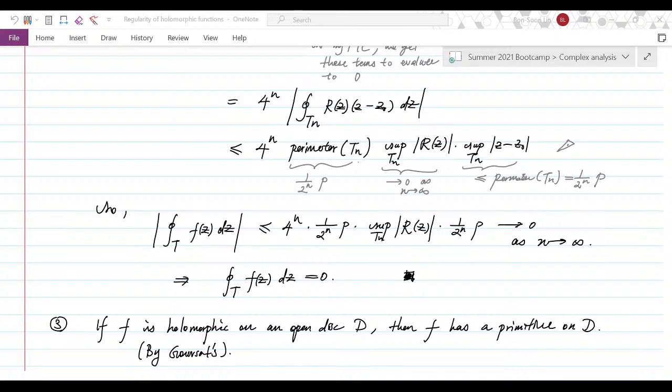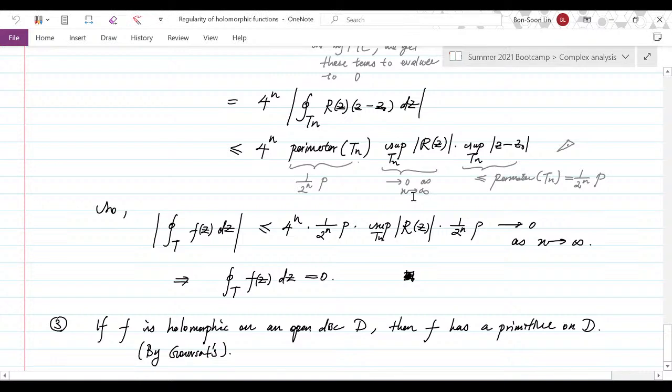Okay, so this will be a continuation of this proof of regularity of holomorphic functions. In particular, it is infinitely differentiable if you're holomorphic, and also it has local power expansion. So it is analytic in that sense. Previously we've shown Goursat's theorem and the fundamental theorem of calculus.